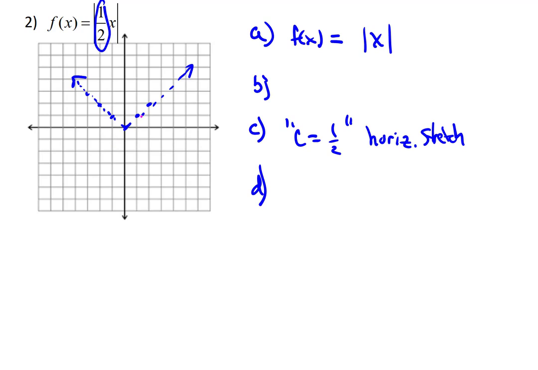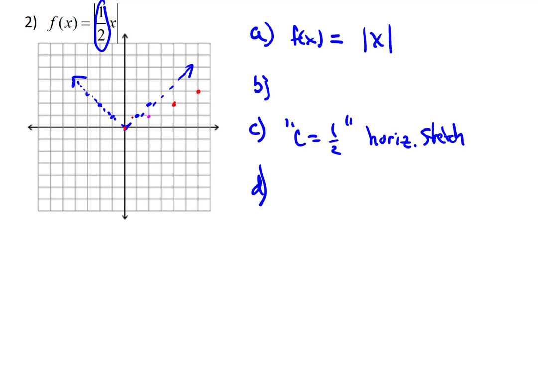So the point 1, 1 is going to turn into 2, 1. The point 2, 2 will turn into 4, 2, and so on. 3, 3 would turn into 6, 3. Of course, the origin stays right where it is. It's already on the y-axis, so stretching it away from the y-axis by a factor doesn't actually change anything.